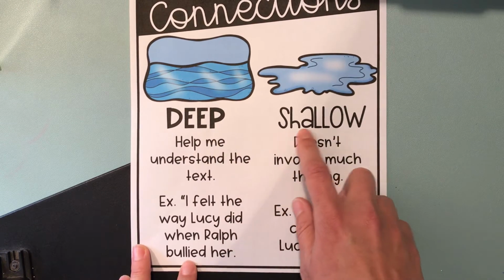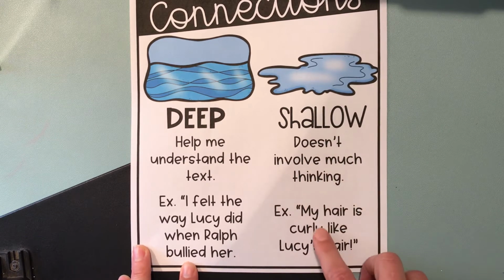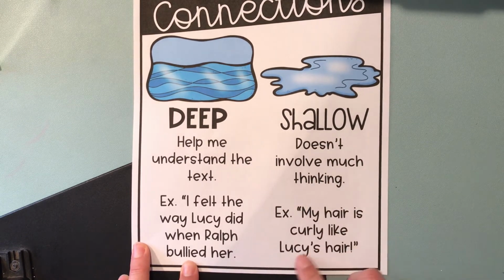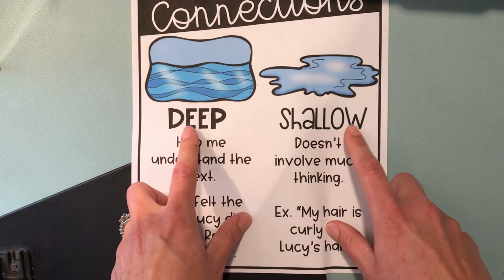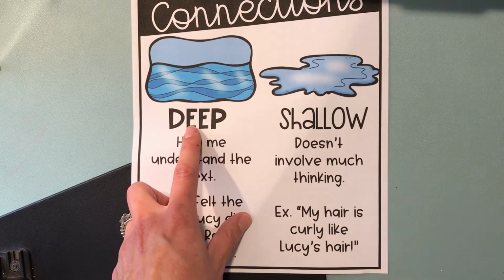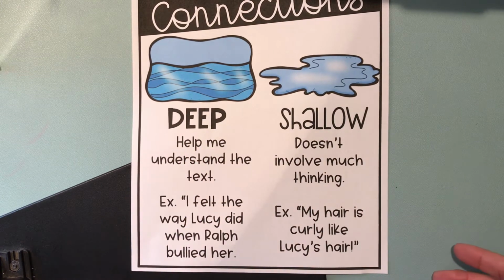And then there's kind of a shallow connection. That means it doesn't involve much thinking. So it might be something simple like, my hair is curly like Lucy's hair. That's a shallow connection. So we want to try and make both connections when we're reading, really. But a deep connection is way better, because that really gets us to connect with the story more and to understand it more.